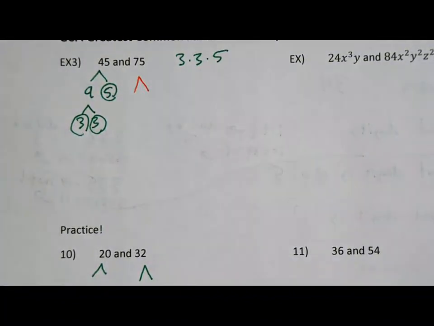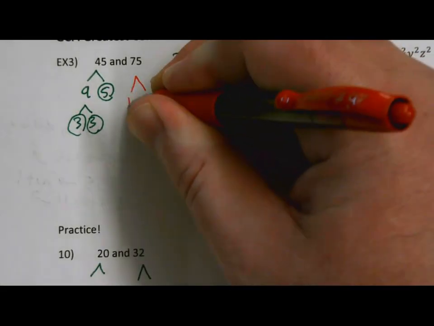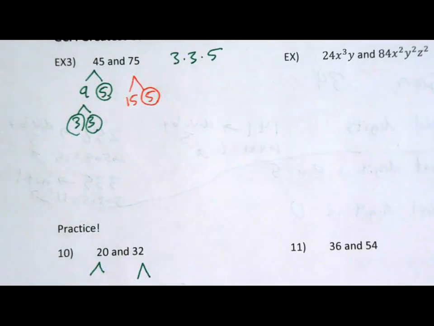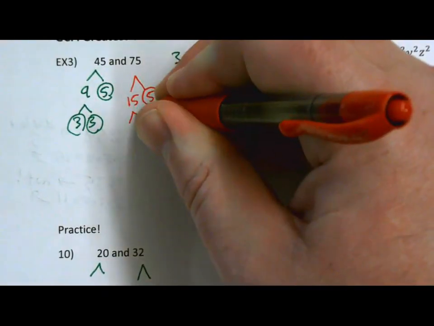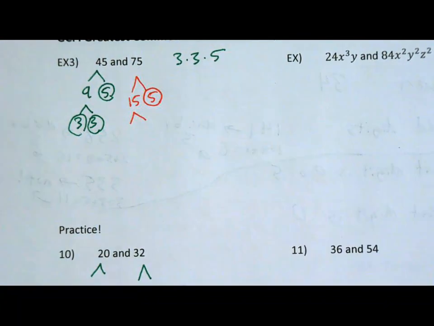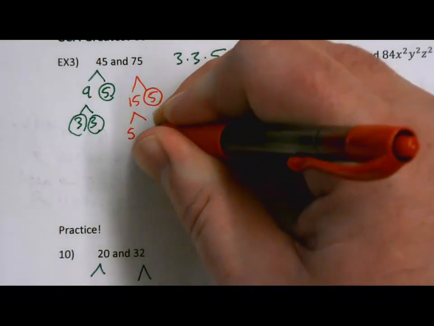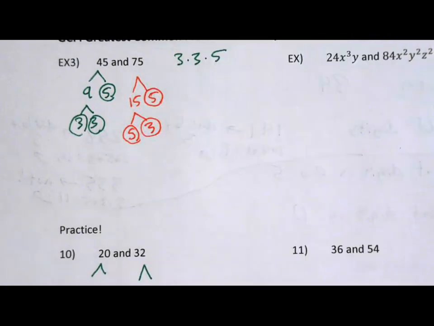And then I'm going to do a separate tree for 75. How can we split up 75? 15 and 5? Huh, interesting. All right, 15 and 5. 5 is prime, and 15 we can split into 5 and 3. 5's prime, and so is 3.